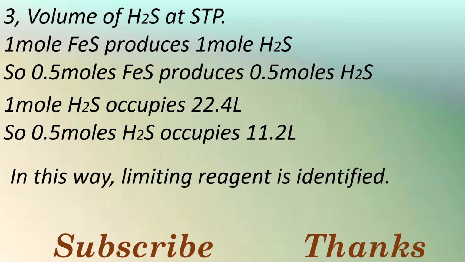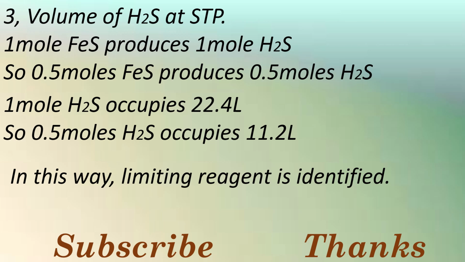In the equation, 1 mole FeS produces 1 mole hydrogen sulfide, as given in the step 2 equation. So the 0.5 moles FeS that we have calculated earlier produces 0.5 moles H2S because there is a 1:1 mole ratio between FeS and H2S. So the moles of H2S are calculated to be 0.5 moles. Now we have to calculate the volume of H2S at standard temperature and pressure.